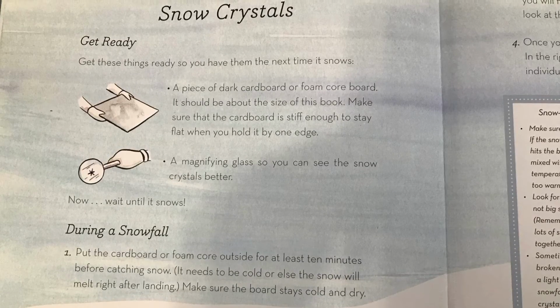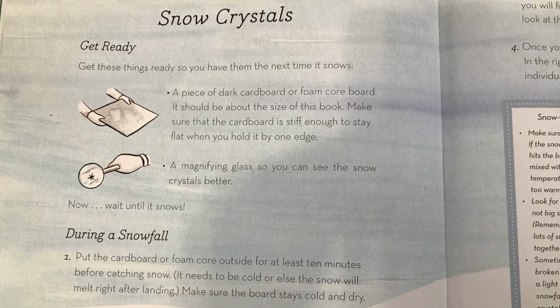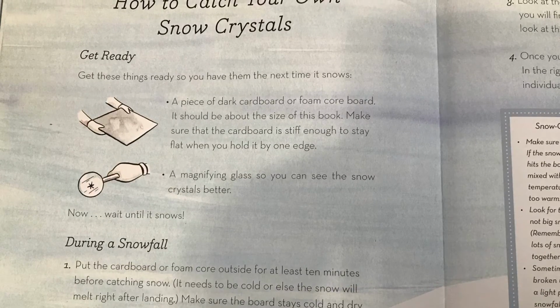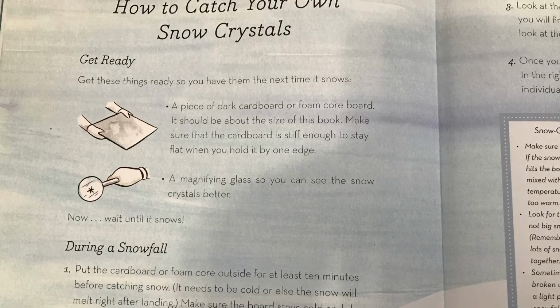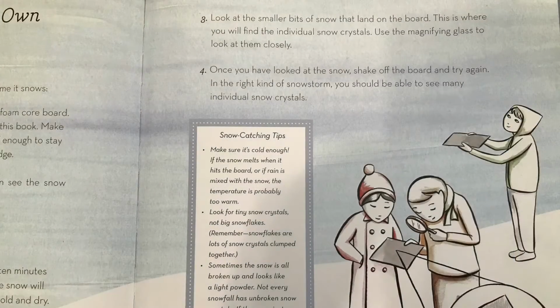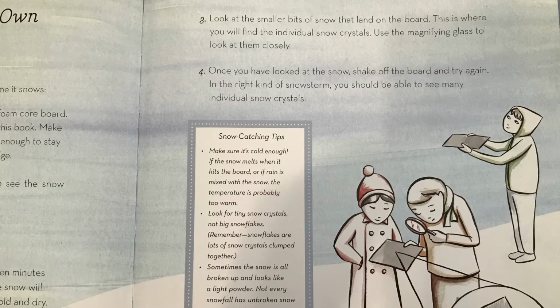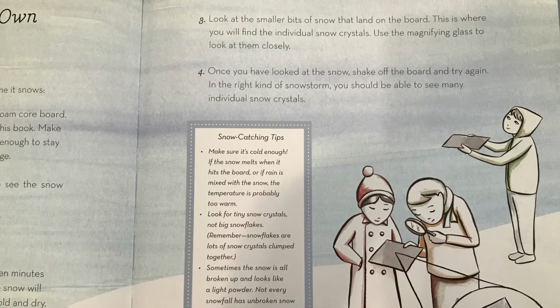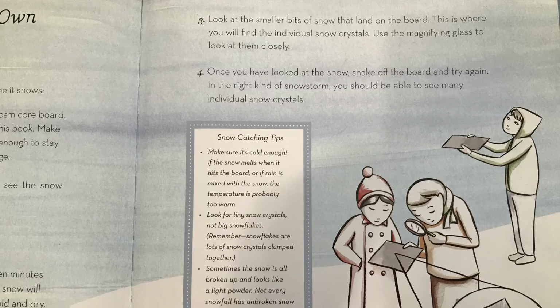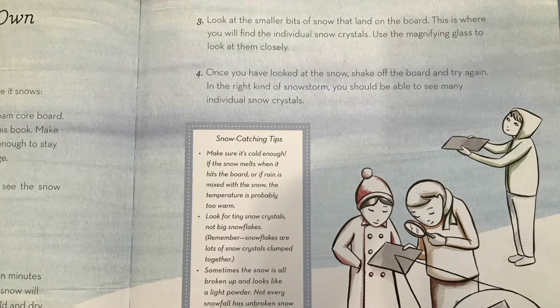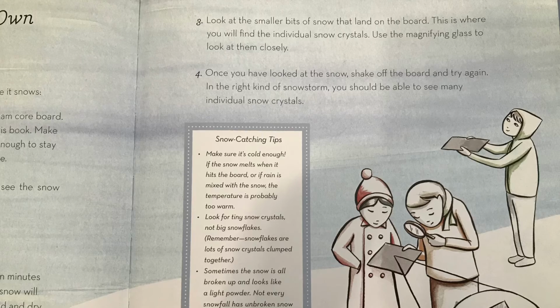Now wait until it snows. During a snowfall, put the cardboard or foam core outside for at least 10 minutes before catching snow. It needs to be cold or else the snow will melt right after landing. Make sure the board stays cold and dry. Gripping the board on one edge, hold the board out flat and watch as the snow lands on it. If it is snowing hard, step under a porch roof or some other shelter so less snow falls on the board. Otherwise, the board will fill up with snow.